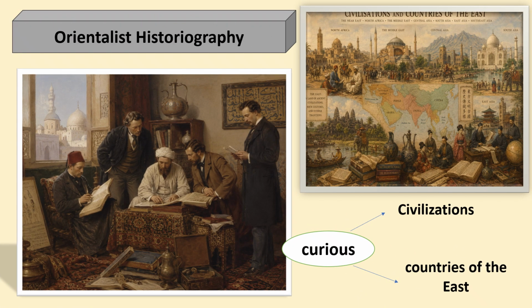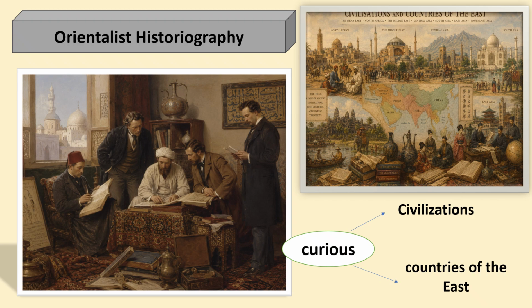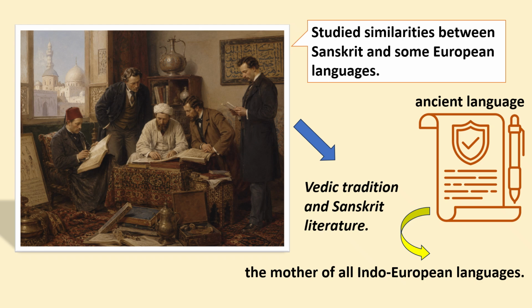Orientalist historiography. Among other historians, many European scholars felt curious about civilizations and countries of the East. Some of those scholars felt admiration and respect for them. These scholars were known as Orientalists. The Orientalists studied the similarities between Sanskrit and some of the European languages. They focused more on Vedic tradition and Sanskrit literature. Their studies resulted into formulating the notion of an ancient language that could be the mother of all Indo-European languages.